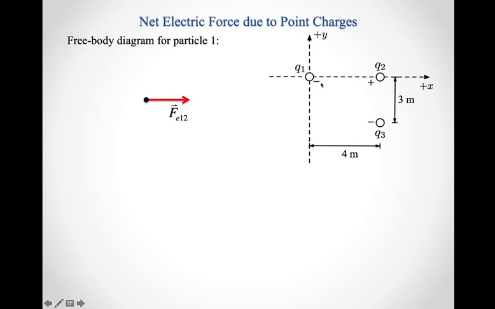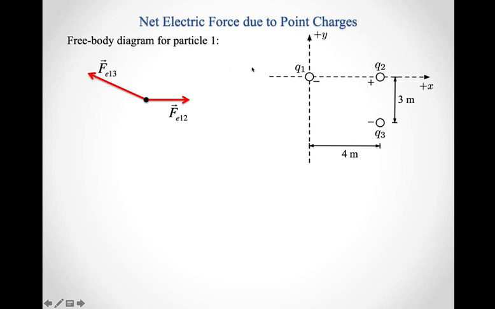Particle 1 is negatively charged, and so is particle 3. So of course these two will repel. When I think about the force particle 1 feels that's caused by particle 3, particle 3 is going to push particle 1 up and away from it. So I've got an electric force on particle 1 from particle 3 that points up in this direction.